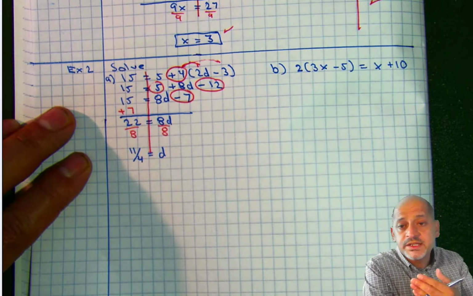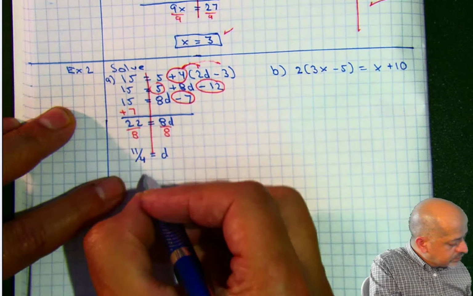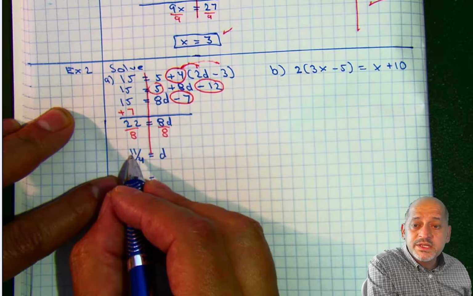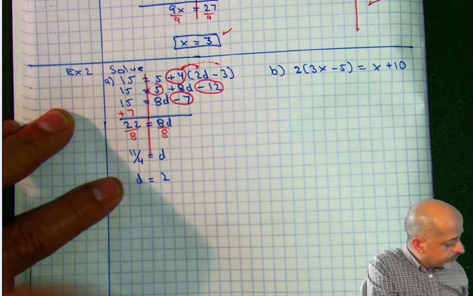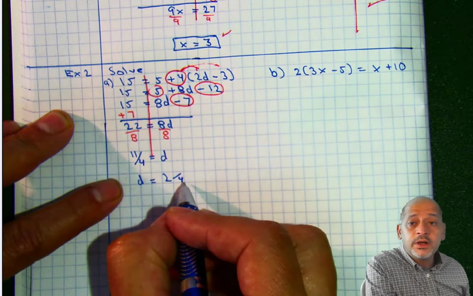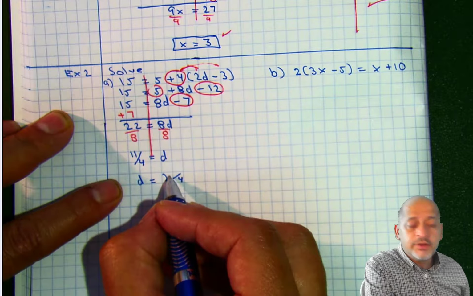So I need to change it to a mixed fraction. Let me change my d here. And 4 goes into 11 how many times? 2. I'll keep my denominator the same. 2 times 4 is 8. How many more to get to 11? 3 more.